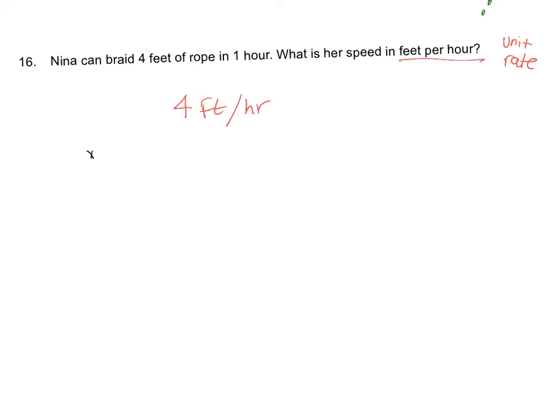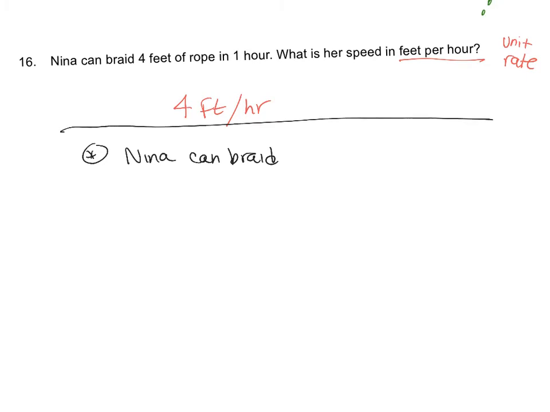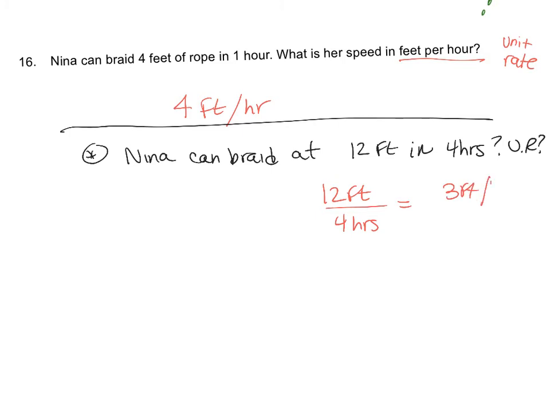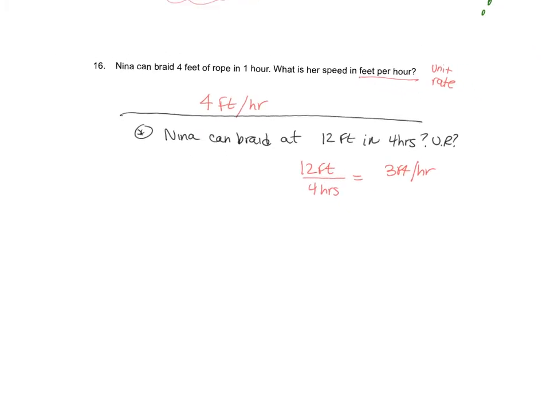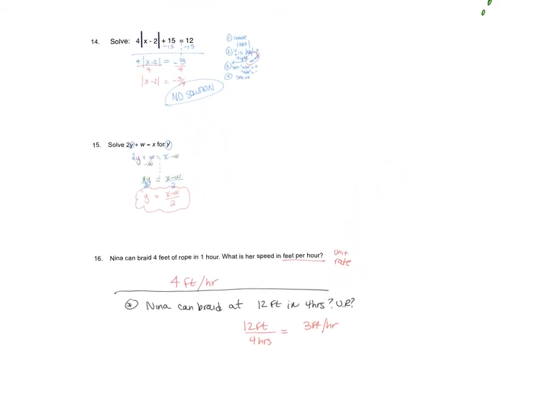If I change this and I said, Nina can braid, okay, so this is a separate question that I'm giving you right now, 12 feet in 4 hours, what is her unit rate? Then you would ask yourself, okay, well, if she's doing 12 feet in 4 hours, that's really 3 feet per hour. Very straightforward. Unit rate is basically just division. It's just trying to figure out how much for 1. So that's not a tricky question at all.